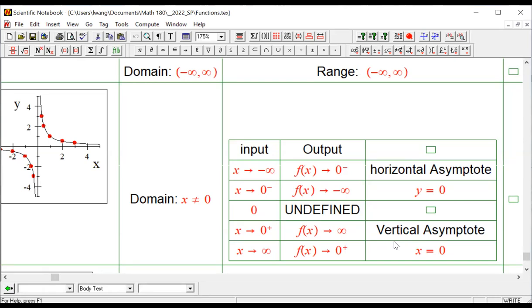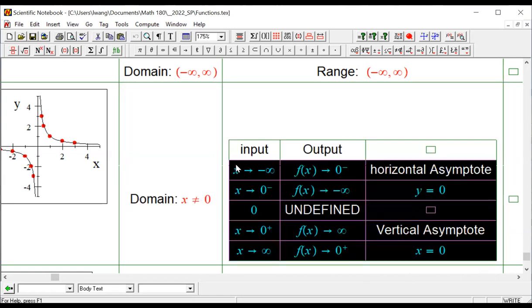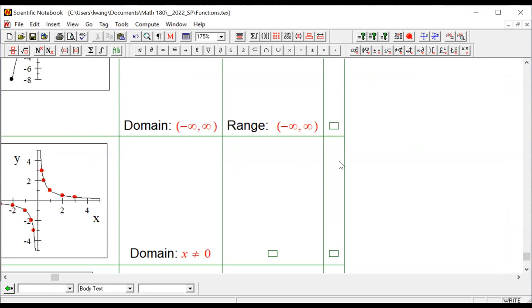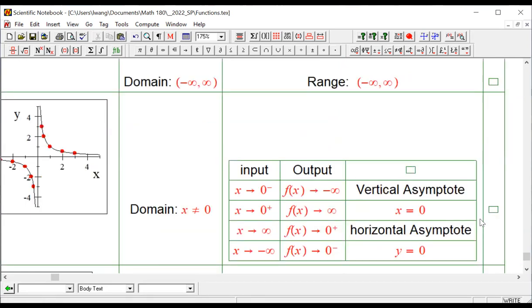Vertical asymptote. There's no mistake here. Horizontal asymptote y equals 0, vertical. I just want to better organize it. There. So that way you understand, okay, previously there wasn't any mistake. It just needed a little bit of shuffling, okay?